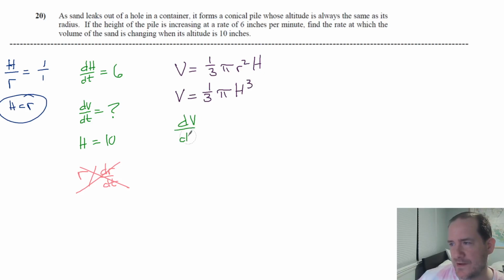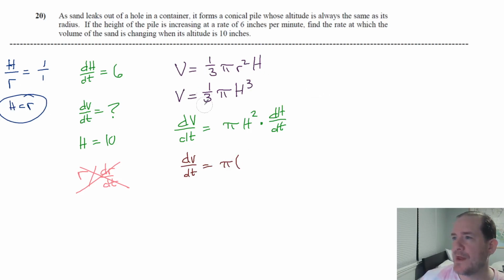We get dV/dt equals 3 times 1/3 is 1, so this will just be pi times h squared times your dh/dt. And then you substitute in. dV/dt is what we are hoping to find, so leave that alone. That's your variable. Pi is pi. H is known to be the height, so that's 10. And dh/dt is known to be 6. Yeah, that's everything. So dV/dt is 600 pi.